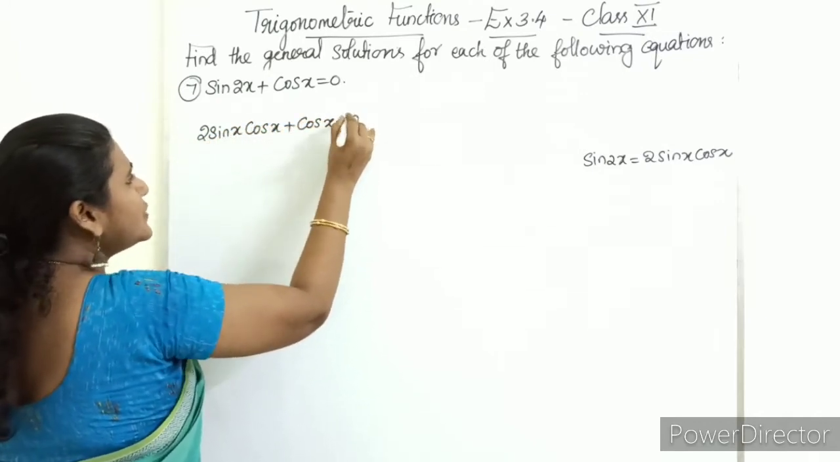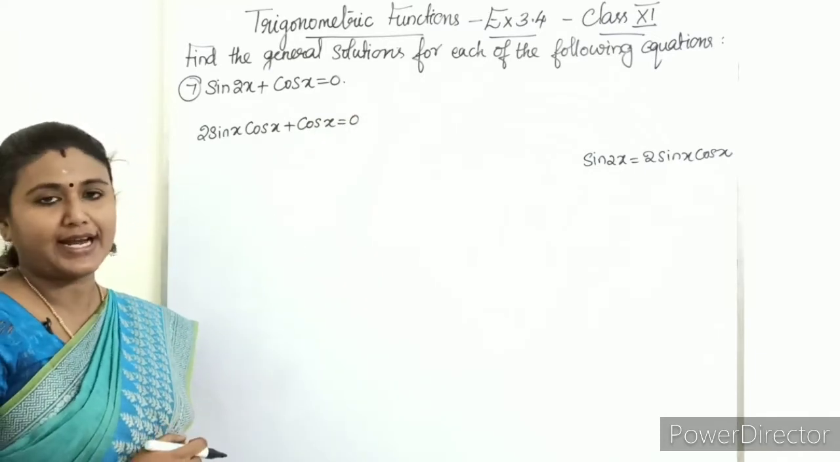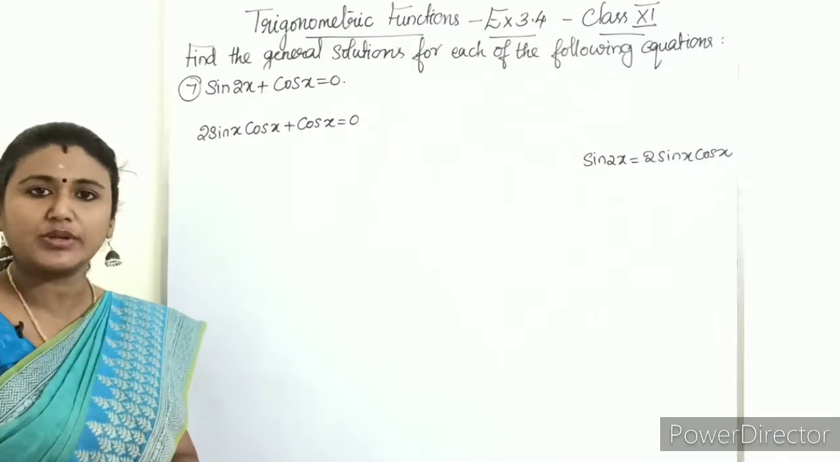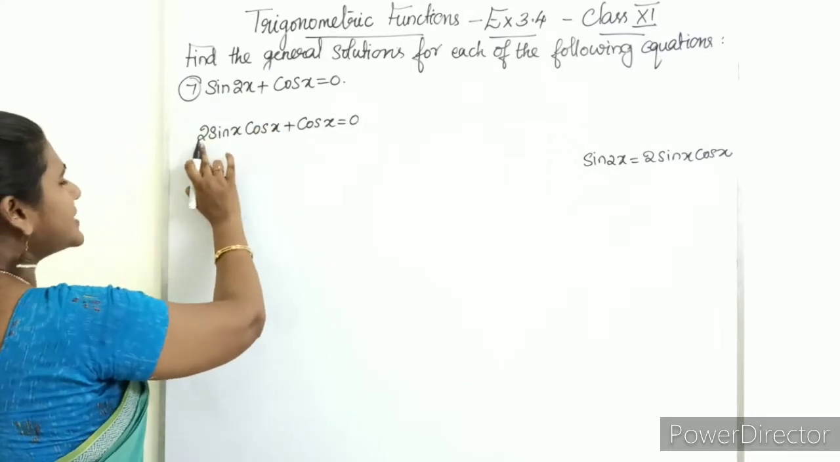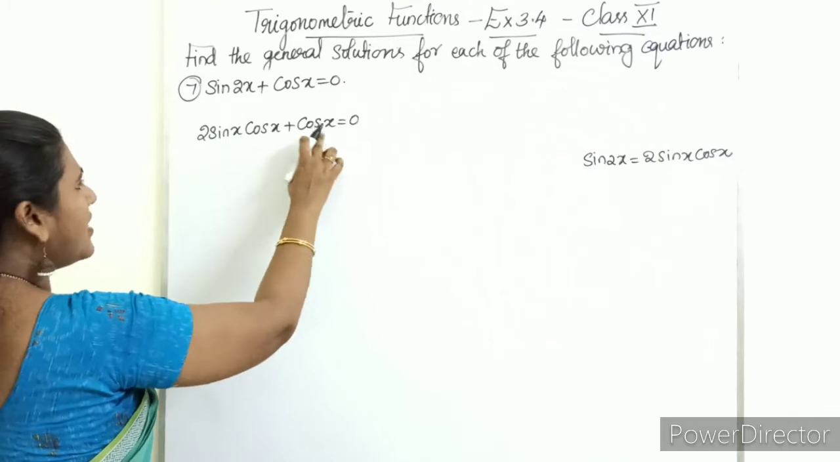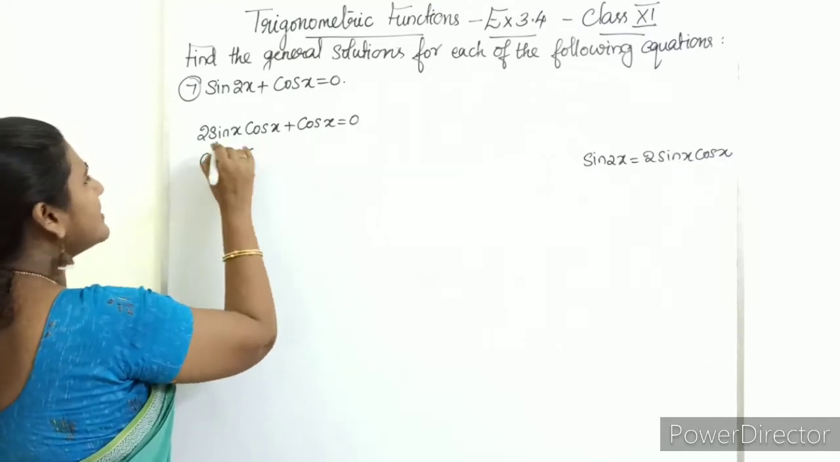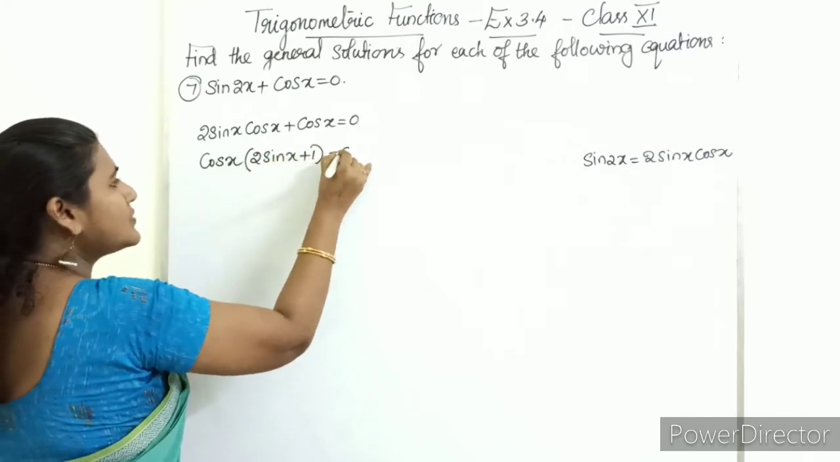Why are we substituting like this? Because we need the product of two factors. Then only we can equate each factor to 0 and find out the general solution. So in the place of sin 2x, we are substituting 2 sin x into cos x. Now from these two terms, we can take cos x common outside. So what is remaining? 2 sin x plus 1 is equal to 0.